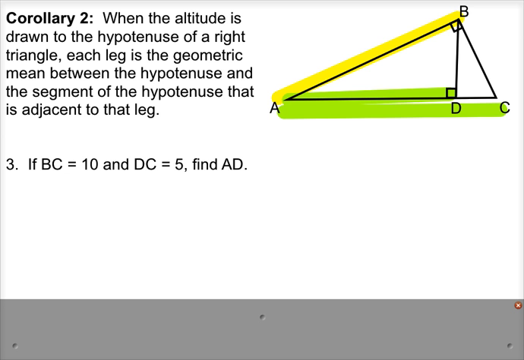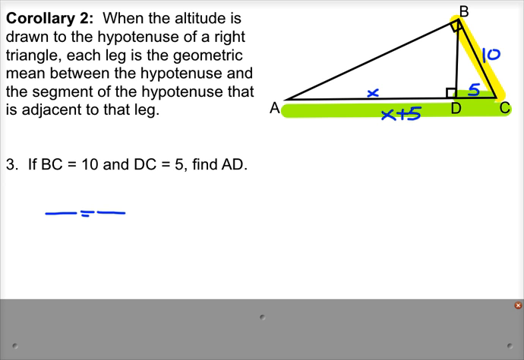So let's look at a sample problem. If BC is 10, so I'm going to highlight this the other way. So they're now giving me BC. So this side should be the geometric mean between DC and the entire bottom. So BC is 10, DC is 5, and they want me to find AD. Okay? So AD is X. But I really need the entire AC, which is going to be X plus 5, when I set up the problem.